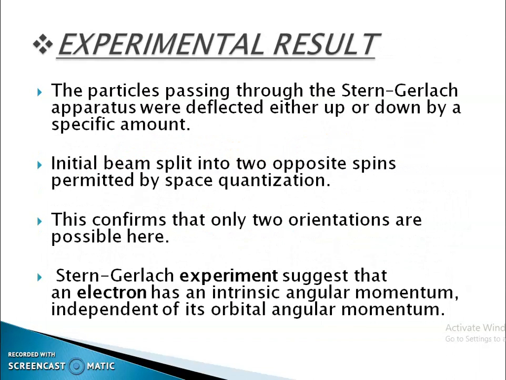Now let's examine the experimentally achieved results. The particles passing through the Stern-Gerlach apparatus were deflected either up or down by a specific amount. The initial beam split into two, corresponding to two opposite spins permitted by space quantization, and hence, as said earlier, only two orientations are possible, that is up state and down state, or plus half and minus half. So this confirms that only two spatial orientations are possible, that is up and down here.